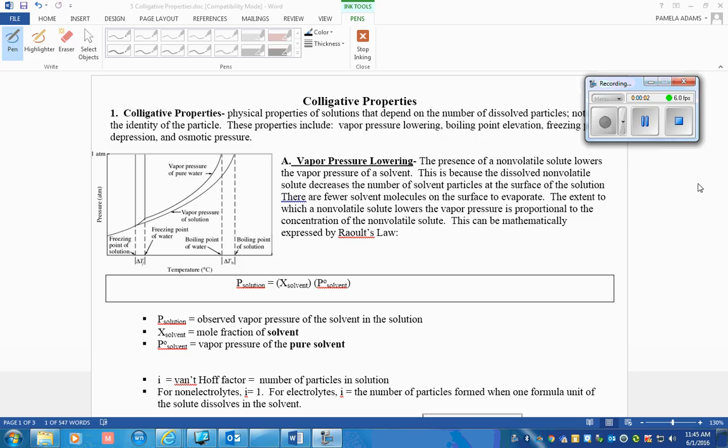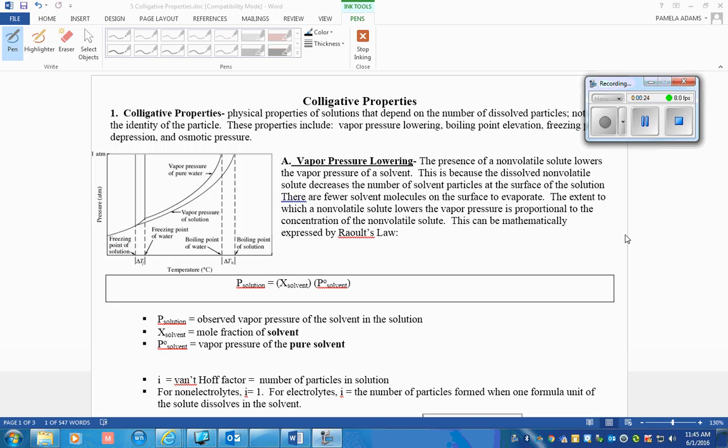Alright, today we're going to talk about colligative properties. And colligative properties are based on the vapor pressure lowering. If you add a non-volatile solute, that is a solute that will not evaporate, to any liquid that will evaporate, the vapor pressure will be lowered.